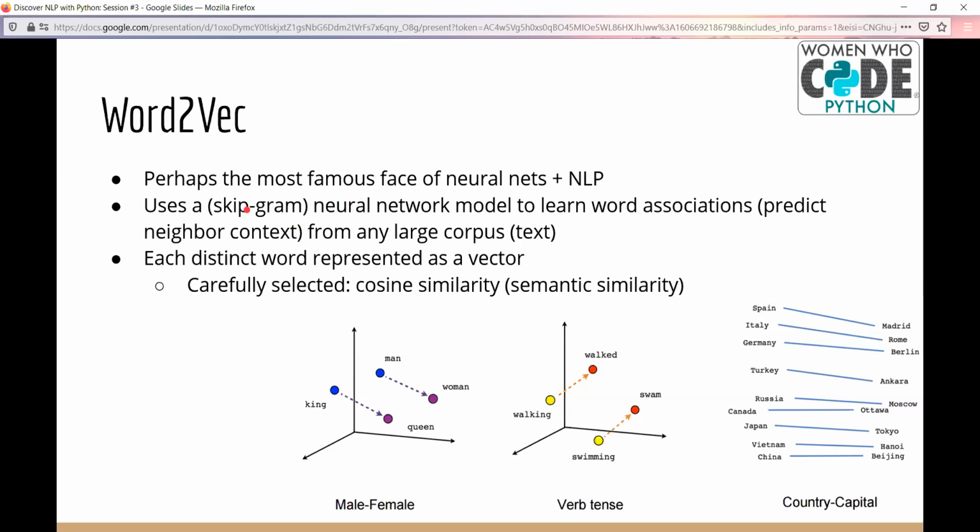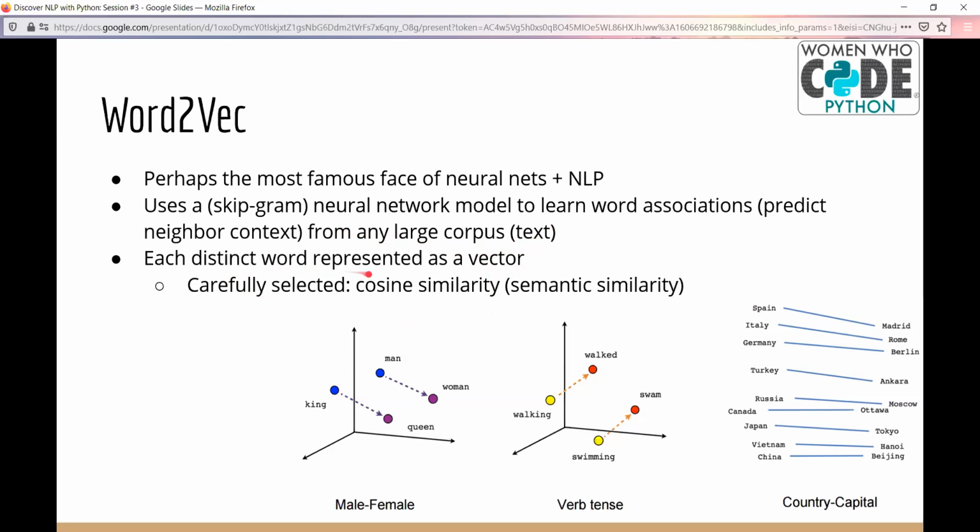It uses a skip-gram neural network model to learn word associations and predict neighbor context from any large corpus. So we have a large corpus, and we are going to map the words and understand the relationships between the words. We are going to understand the combinations, and that's how we are going to represent our corpus in a form that a machine learning algorithm can understand.